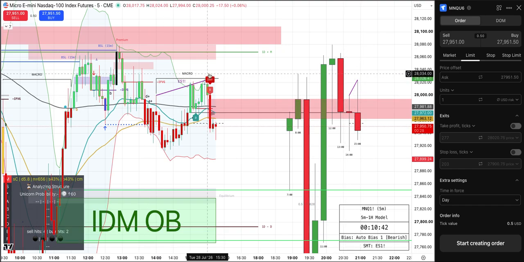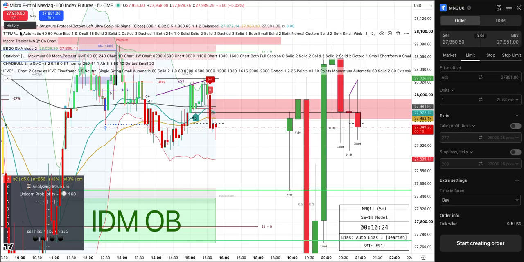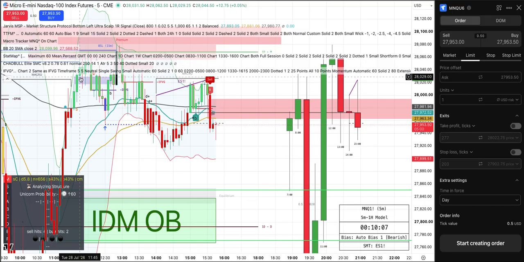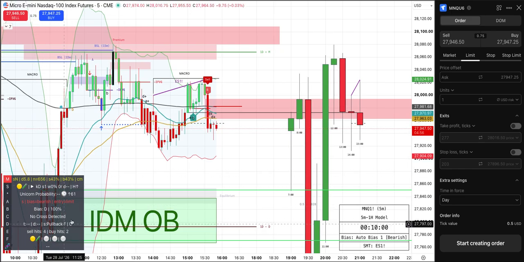There's an SMT on ES, SMT to the bearish downside. So what I have set up in my 7 indicators is I have my Jarvis, obviously, that's the central point; the 2 degrees fractal model; this macro tracker that just tells me when it's the macro time; my Bollinger Bands; stat map by 2 degrees; Chadbull Elite; and the inverted fair value gap by 2 degrees. That's it. As you can see, the stats are changing live to the left.